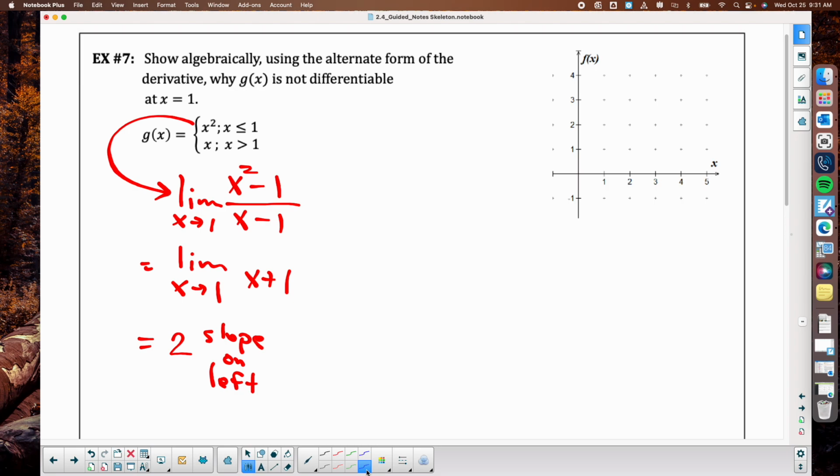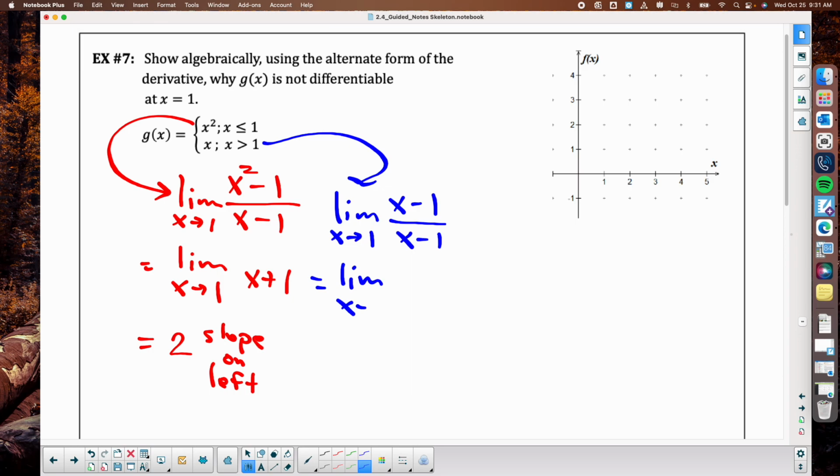Now we need to do the slope on the right. So we would have the limit as x approaches 1 of f of x minus f of 1 over x minus 1. And then that reduces down to 1. And if I plug 1 in, there's nowhere to plug it in, so the answer is 1. So this would be the slope on the right.